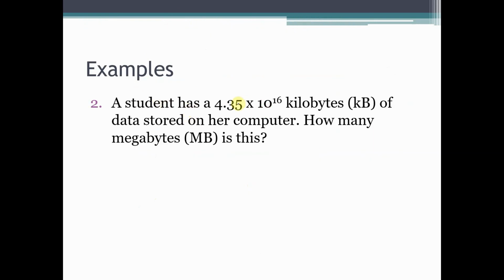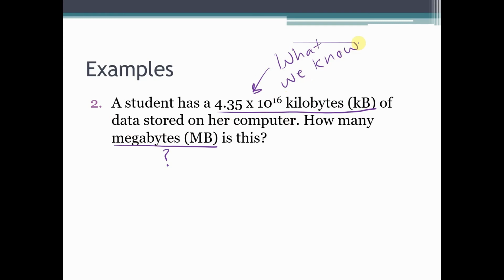All right, number 2 here. A student has 4.35 times 10 to the 16th kilobytes, KB, of data stored on her computer. How many megabytes is this? So we are looking for this number in megabytes. We are told that we have this number, so this is what we know.